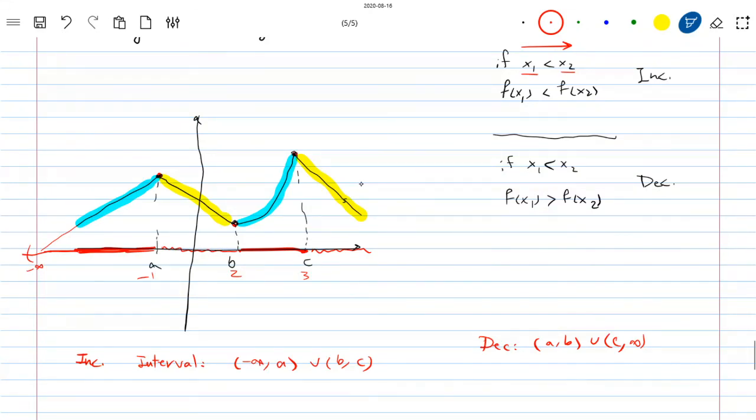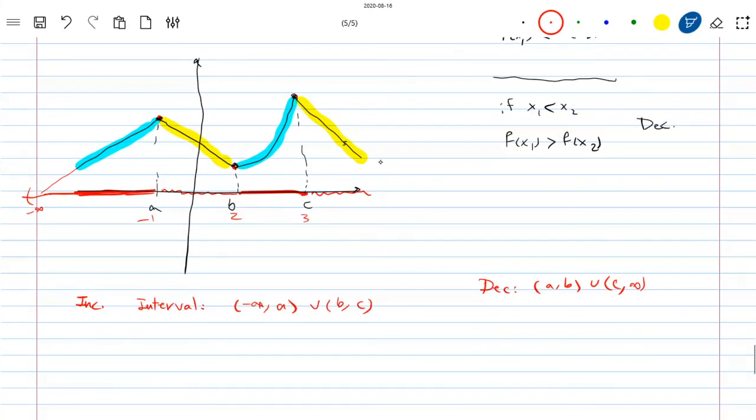Okay, let's stop here. This would be our first lecture. This is section 1.1.